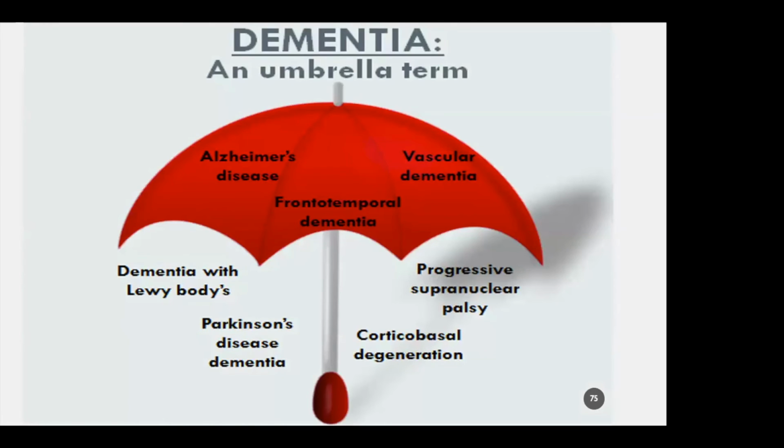Dementia is an umbrella term, and under that term, you have different kinds of dementia, such as Alzheimer's disease, vascular dementia, frontotemporal dementia, Lewy body dementia. So dementia is the umbrella term.